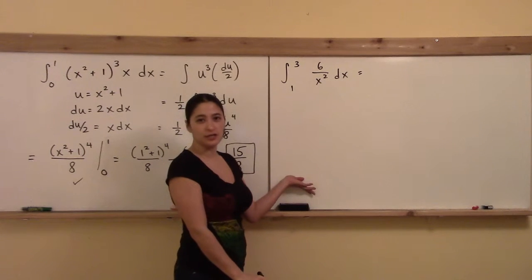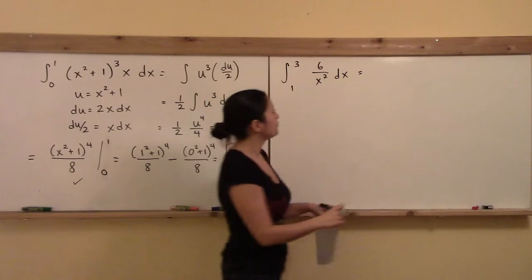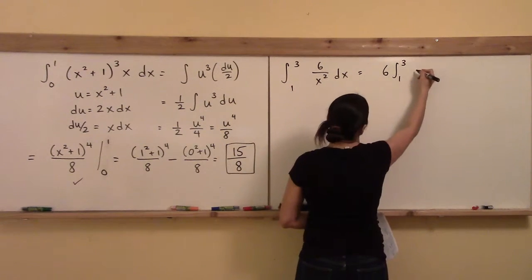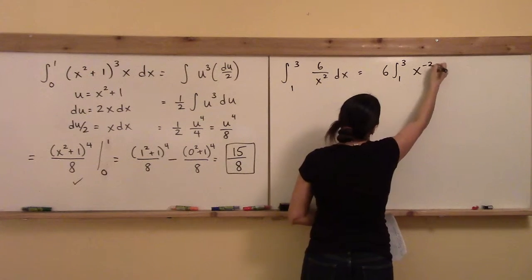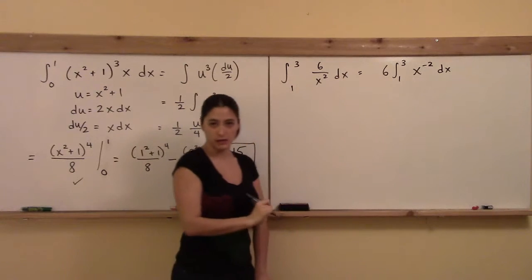Why don't you go ahead and try this one out? Did you remember how to take this derivative here? Before you even start, I would suggest moving the 6 to the outside just like this, and also rewriting the x squared on bottom as x to the minus 2 on top.